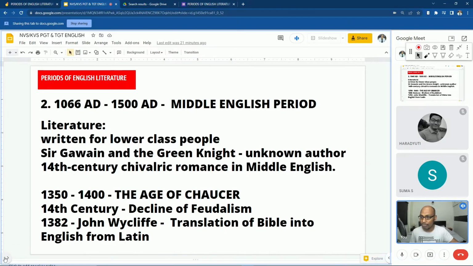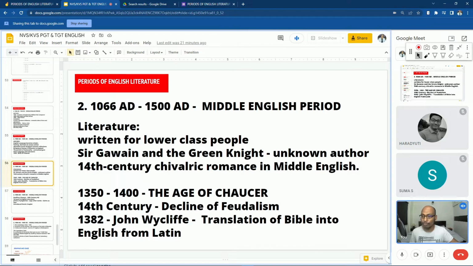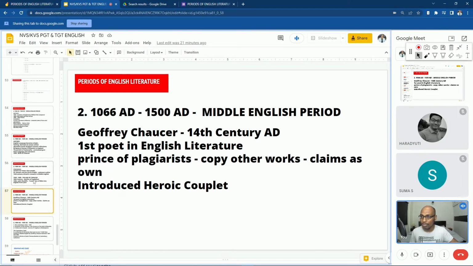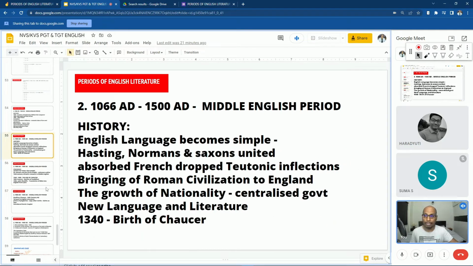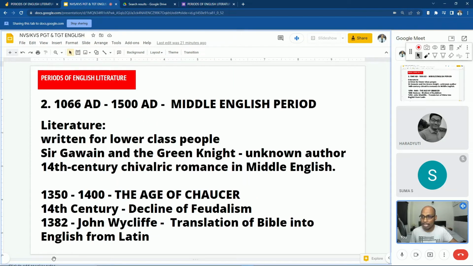The birth of Chaucer is 1340, and the age of Chaucer is 1350 to 1400. These are debatable, different books present different information, but this one I took from the competitive exams question papers only. Okay. Now, 14th century, what happened?